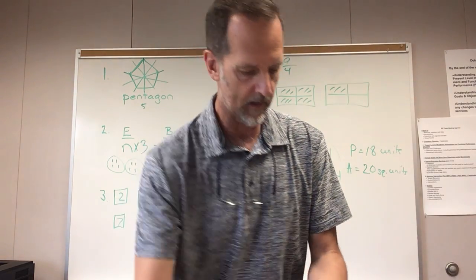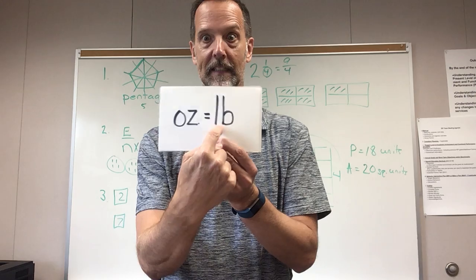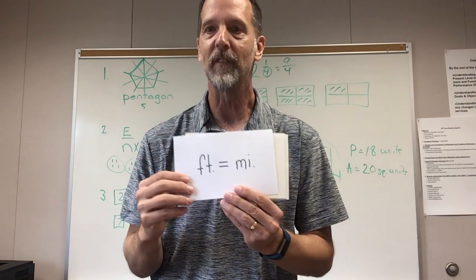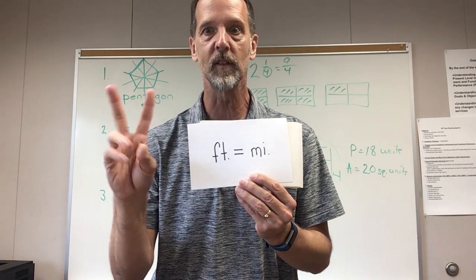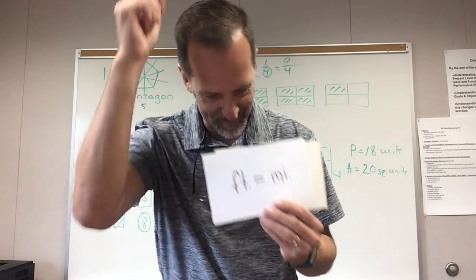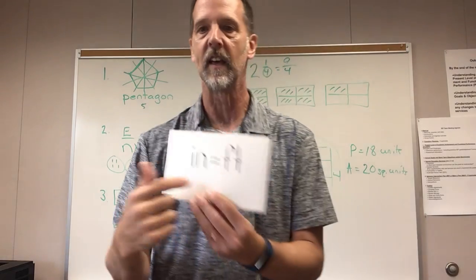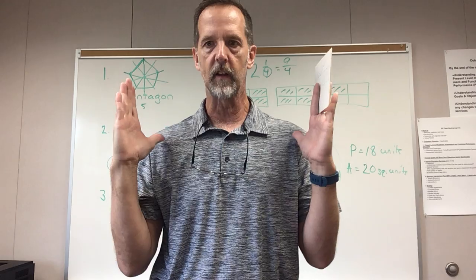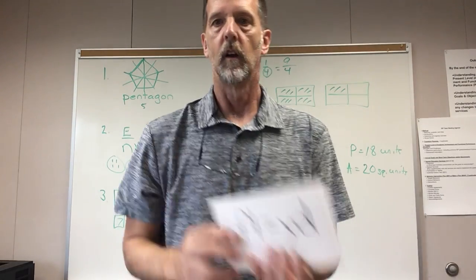All right, next. How many ounces in a pound? 16. Good. Feet in a mile. Feet in a mile. 5,280. Nicely done. 5,280. Inches in a foot. Show me an inch. Show me a foot. How many inches in a foot? 12. Good.